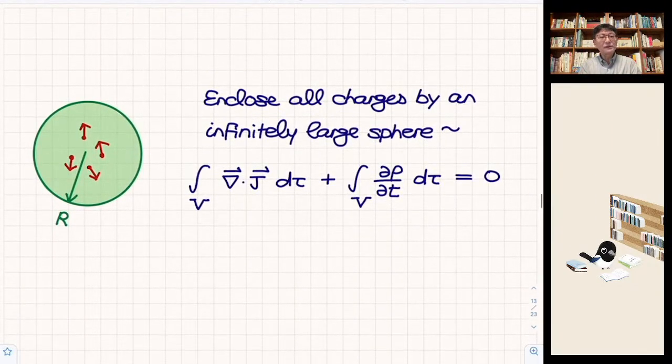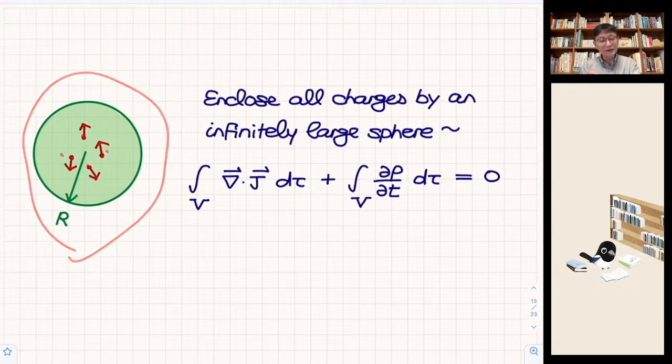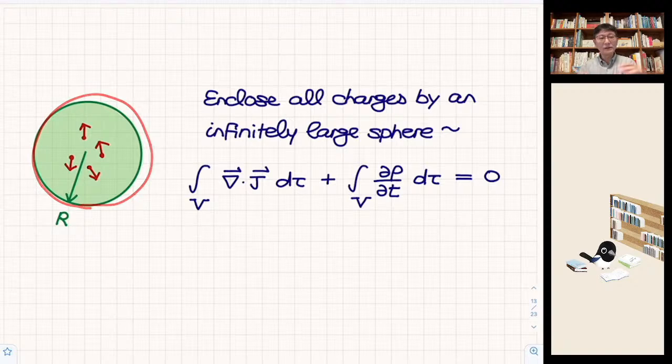And the continuity equation has a very interesting connection to conservation laws. Suppose now we assume that all charges are somehow confined in some local space. And I'm going to choose an infinitely large sphere to enclose all the charges that I am interested in, as described here. So you have charges moving in some local space, and I'm choosing a really huge sphere to enclose everything together.